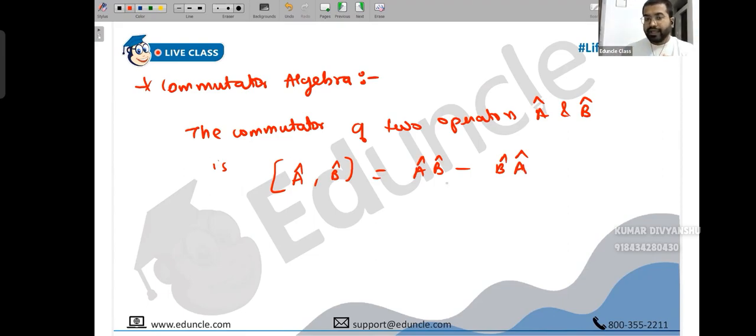I have already taught you A cap B cap are not necessarily equal to B cap A cap. We took that example also, d by dx minus x, d by dx plus x. If you shuffle them, the answer is not equal. So basically this can exist, they are not equal. This is known as the commutator. Simply, this is known as commutator.